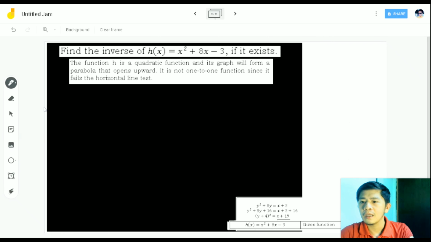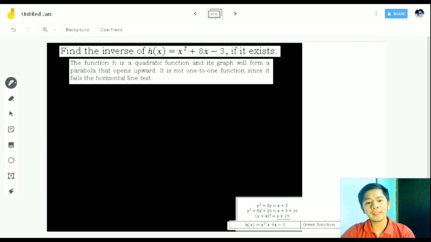Okay? Next, we will find the inverse of h of x equals x squared plus x minus 3 if it exists. The function h is a quadratic function and its graph will form a parabola that opens upward. It is not a one-to-one function since it fails the horizontal line test. Kapag in-graph mo ang given function na opens upward, mag-fail siya sa horizontal line test dahil there will be 2 points of intersection. So, we can say that hindi siya one-to-one function. Therefore, ang kanyang inverse function does not exist.